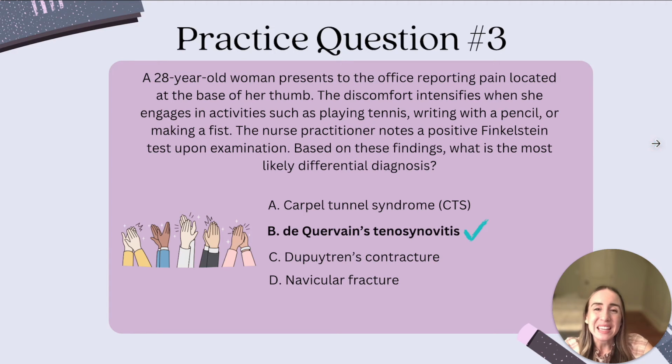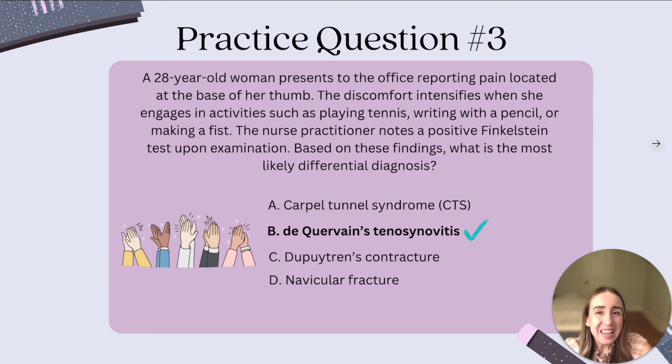Definitely option B, de Quervain's tenosynovitis. This condition occurs due to inflammation of the tendons at the base of the thumb and is often due to activities that are performed with repetitive hand and wrist movements, such as playing tennis, lifting a baby, making a fist, or writing. The Finkelstein test is used to diagnose this condition. Do you remember how this test is performed? It is performed by having the patient make a fist with their thumb tucked inside their fingers, and they then perform an ulnar deviation.